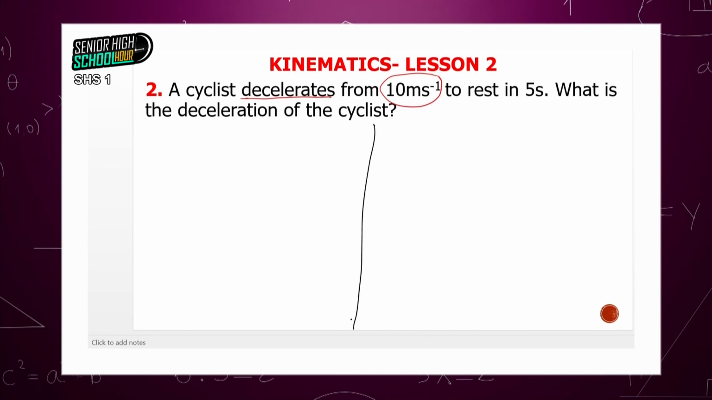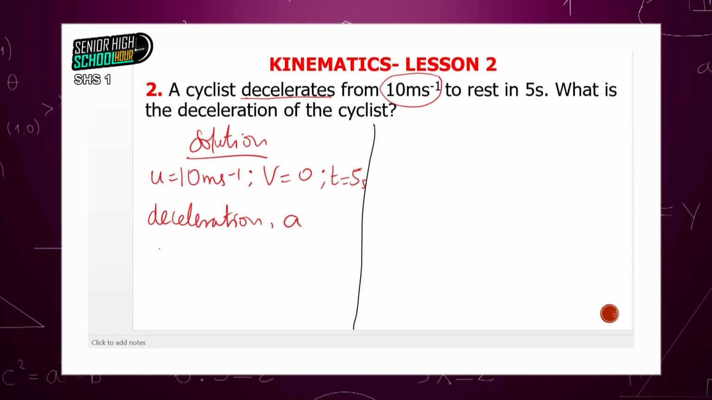Then to rest. Just as we learned, when a body moves to rest, it means its final velocity is 0. So the first velocity given to us in the question, which is 10 meters per second, becomes the initial velocity. So for our solution, we have initial velocity 10 meters per second. Then the final velocity is 0 because the body came to rest. And the time is 5 seconds. We are asked to find the deceleration.